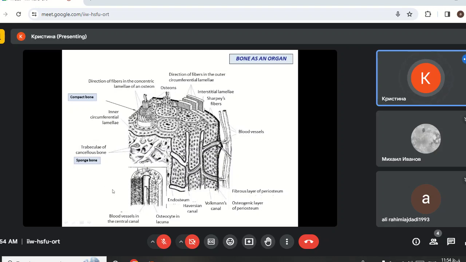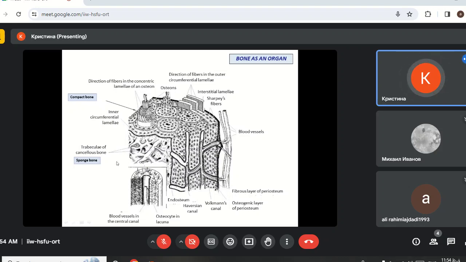So here in the section of the bone we have the compact bone, which includes these three areas: area of the outer circumferential lamellae, area of the osteons, and the zone of the inner circumferential lamellae. These three make the compact bone matter of the bone.